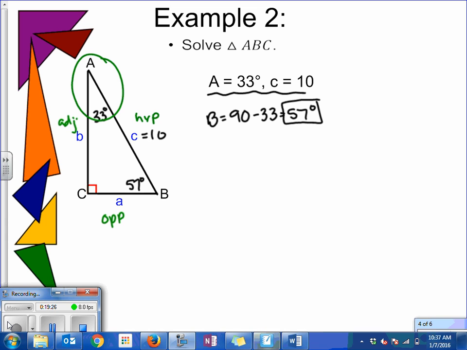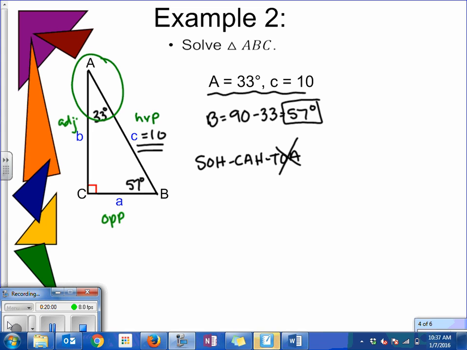Now here's where we can use our trig, our SOHCAHTOA. In order to solve for one of these missing sides, A or B, I must use the side that I know. So I do know that C is equal to 10, and that's the hypotenuse. That means when I choose to set up my trig, I must use one of these ratios that has hypotenuse. Tangent will not be used to solve for my missing side. I will use the hypotenuse.